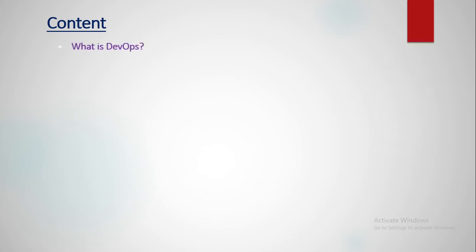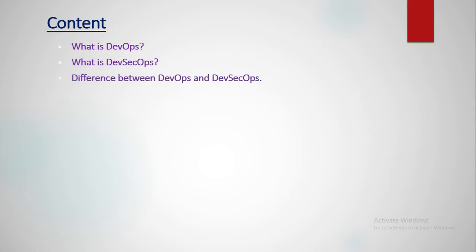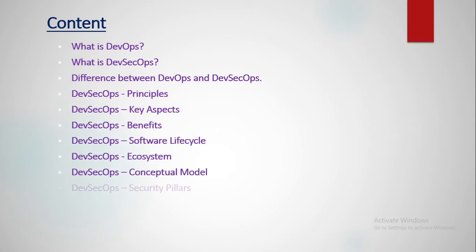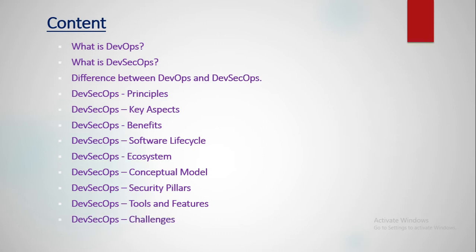What is DevOps? What is DevSecOps? Difference between DevOps and DevSecOps. Key principles of DevSecOps. Key aspects of DevSecOps. Benefits of DevSecOps and the DevSecOps software life cycle, DevSecOps ecosystem, and conceptual model of DevSecOps and security pillars that can be introduced to ESA and DoD organizations. And DevSecOps tools and their features and benefits, and DevSecOps challenges, and finally the conclusion.